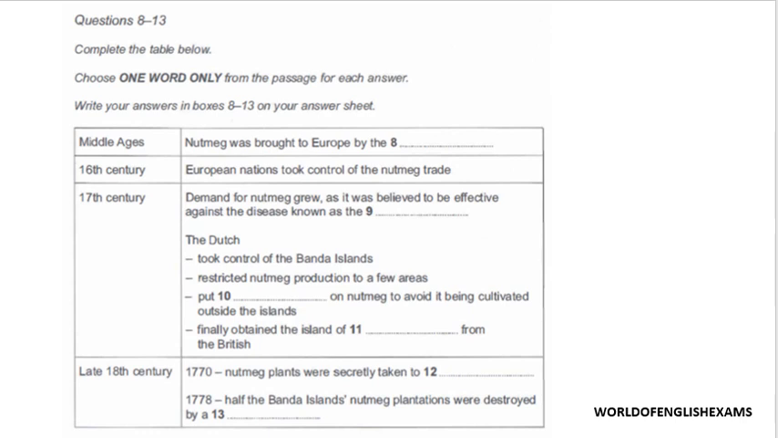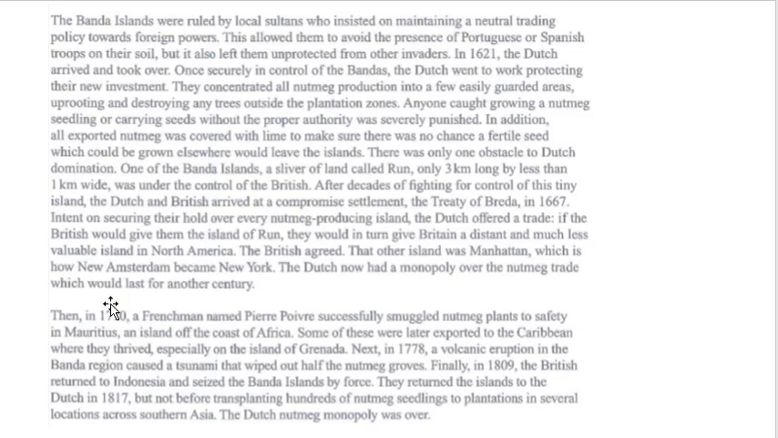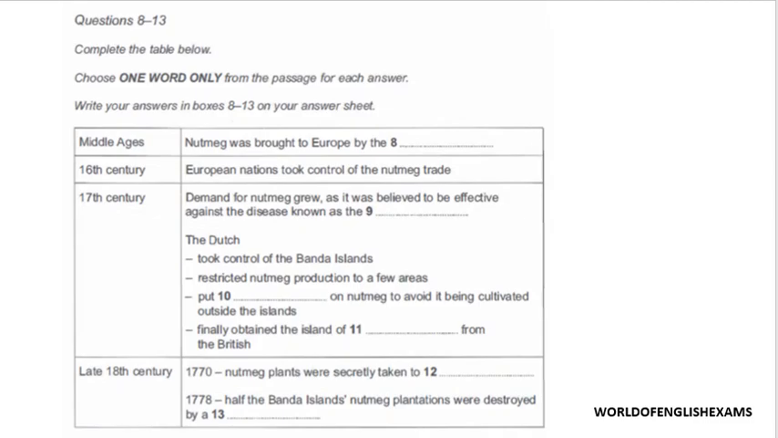Now, next, late 18th century, particularly in the year 1770, nutmeg plants were secretly taken to dash, to some place. That is what we are looking at. And then 1778. So let's quickly find 1770. Yeah, 1770. A Frenchman named Pierre Poivre successfully smuggled the nutmeg plants to safety in Mauritius. So the answer for the 12th question is Mauritius.